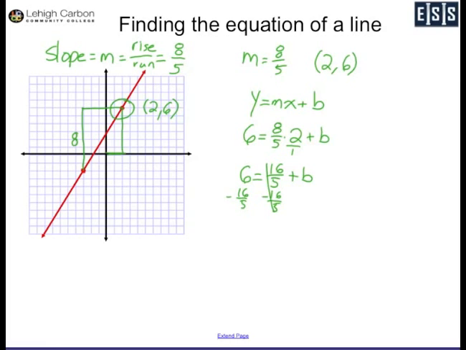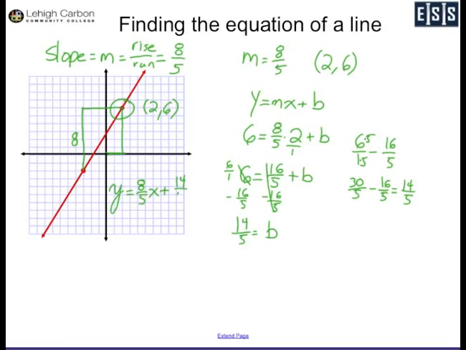Need to get a common denominator. Right now, this is really 6 over 1. So if I have 6 over 1 minus 16 over 5, I'm going to multiply the bottom and the top of the first fraction by 5 to get a common denominator. So it's 30 over 5 minus 16 over 5 equals 14 over 5. So 14/5 equals b. So the equation of this line is y equals, my m was 8/5, x plus 14/5.